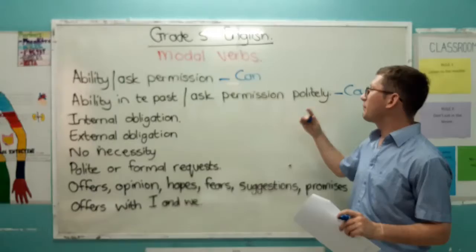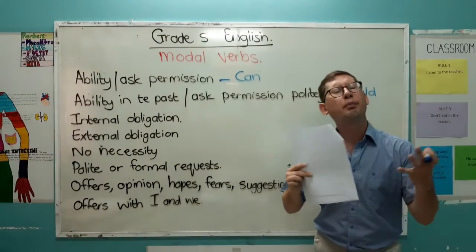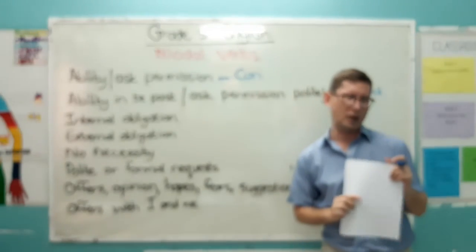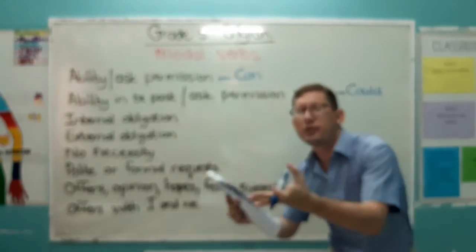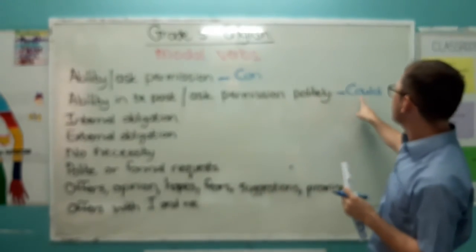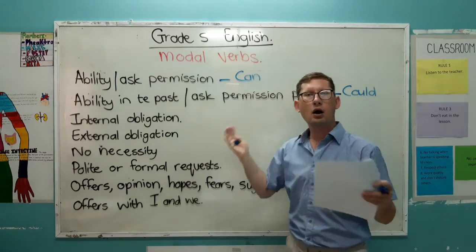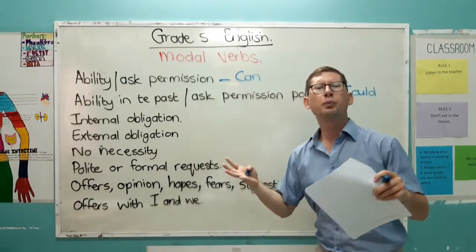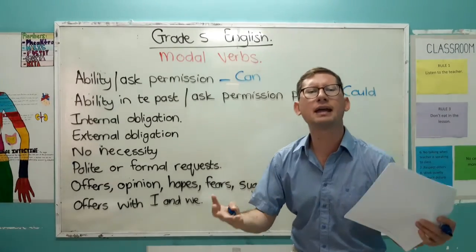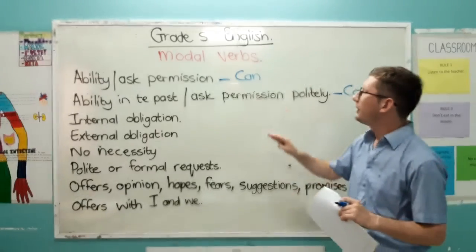Okay, and ask permission politely. Could you please ask teacher Yuan to come here? Could you please open the door? Okay, so this is more in a polite way. Can is also, can you ask teacher Yuan, could you please, meaning you are begging somebody to do something for you. You see the difference?